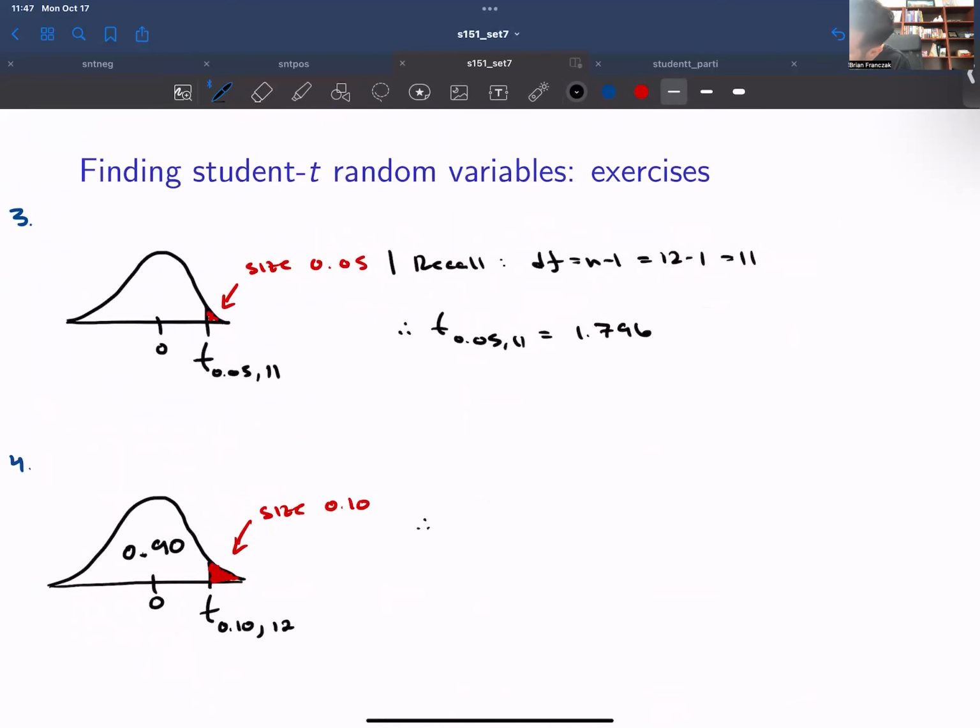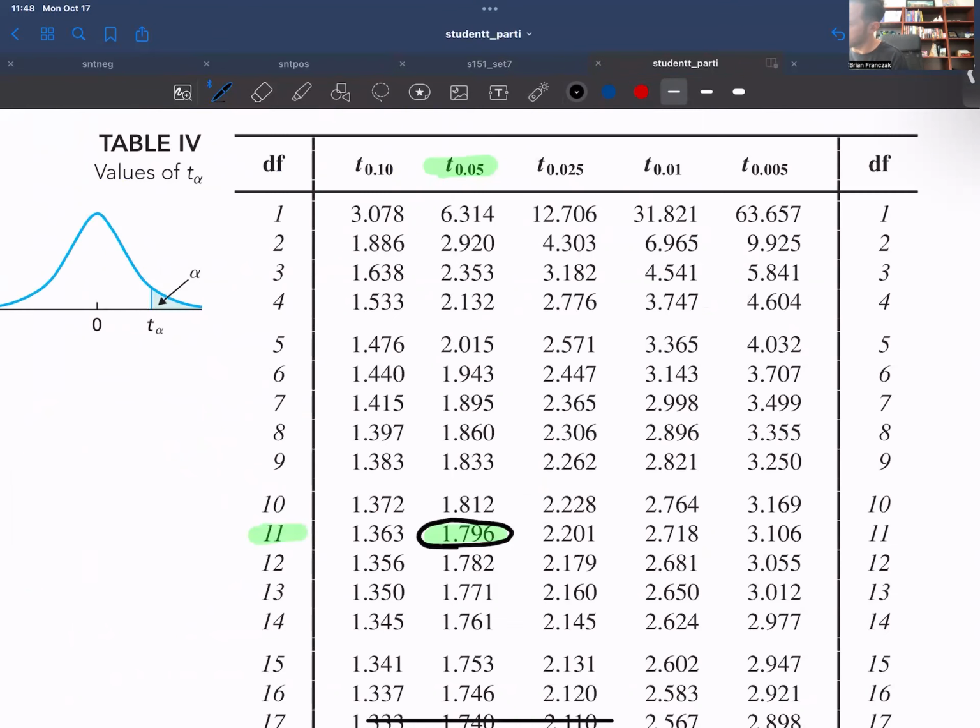So therefore t 0.10, 12 is equal to this value here. We've just shifted again slightly. So now we have a t value of 1.356.